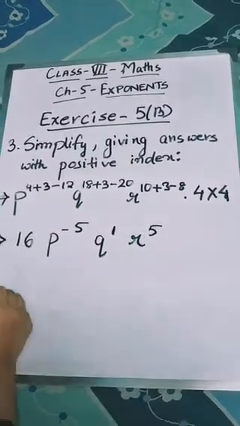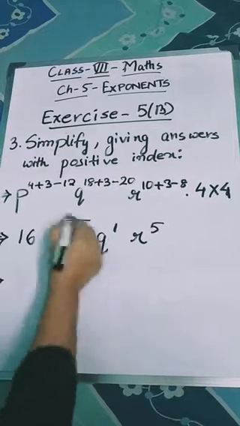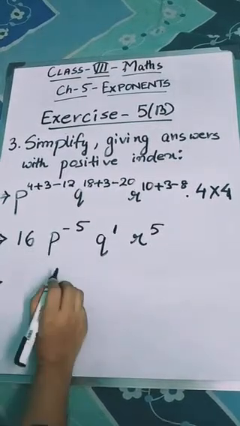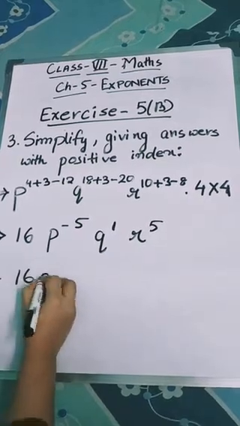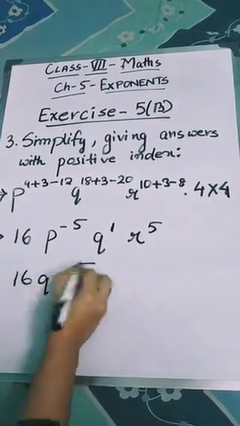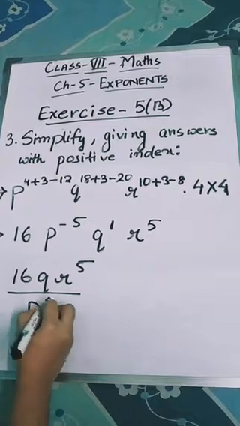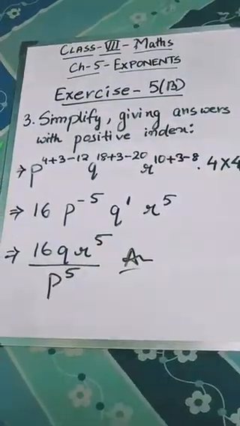So our answer should not have a negative sign. So you know p to the power minus 5 will be 1 by p to the power 5. So it will be 16 q r to the power 5 by p to the power 5. This is your answer. Thank you class.